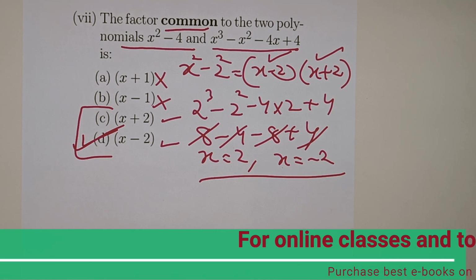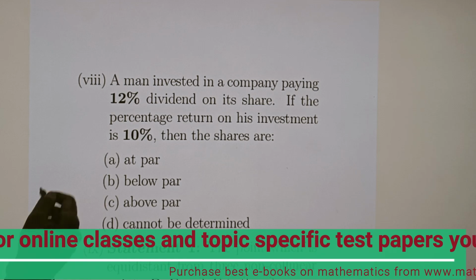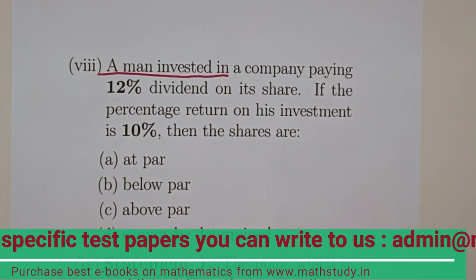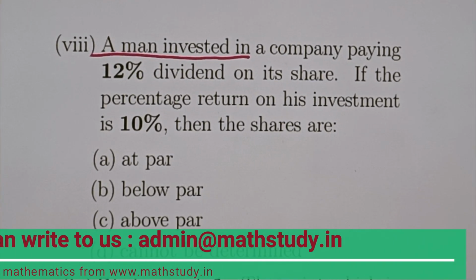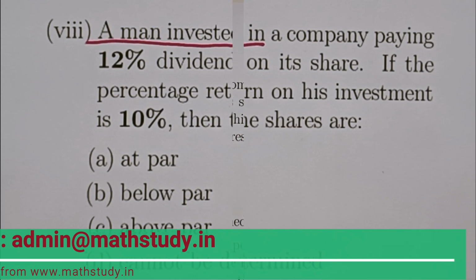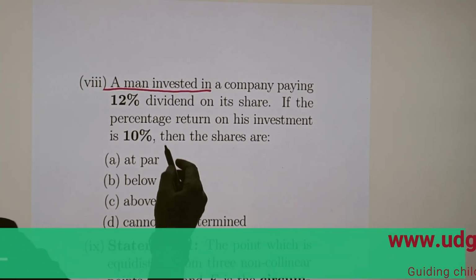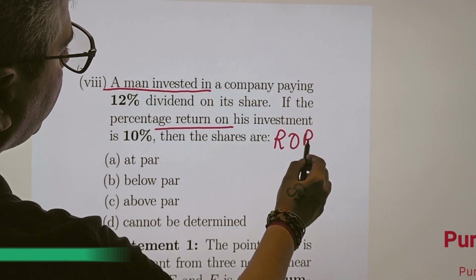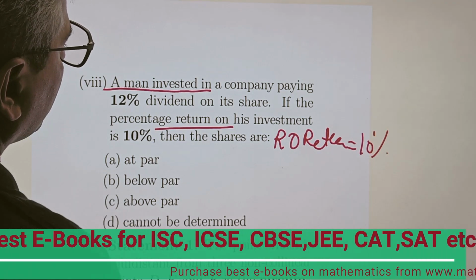Now let's move towards the 8th part of question number 1. So students, this is part 8 of question number 1, which is also an interesting question. It states that a man invested in a company paying 12% dividend on its share. If the percentage return, that is the rate of return, we can say the rate of interest or rate of return, right? The rate of return is equal to 10%.